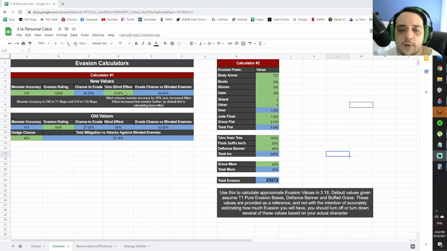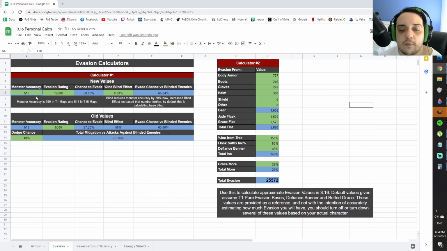So moving on to evasion, our first calculator basically is going to show us how much evasion chance we have against tier 16 monsters. Now, as I've written in here, the monster accuracy for tier 1 maps is 290, so you should change monster accuracy to 290 if you want to calculate how much evasion you're going to have when you enter maps, but I'm only interested in calculating tier 16 here, for example.